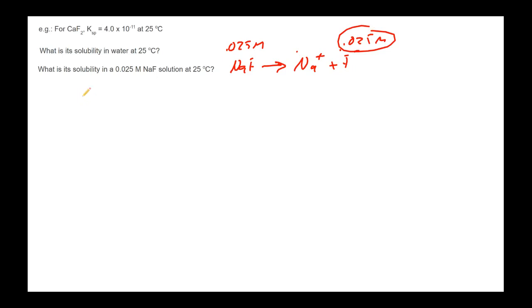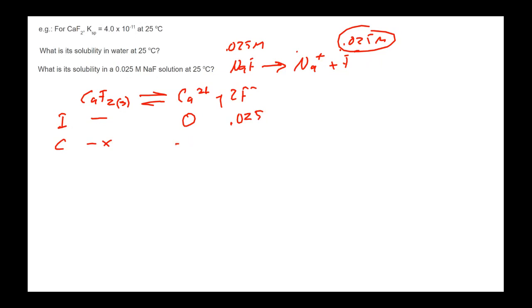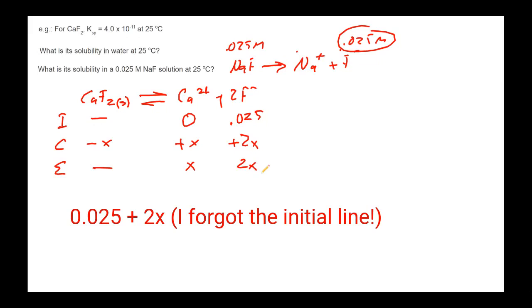So now let's do our RICE chart for CaF2 solid in equilibrium with Ca2+ and 2F-. In our initial line, calcium ion concentration is 0, but fluoride ion concentration isn't. We start out, before it even starts to dissolve, with 0.025 moles per liter. Change line, minus x, plus x, plus 2x. Equilibrium, calcium ion concentration will be x, fluoride ion concentration will be 2x.